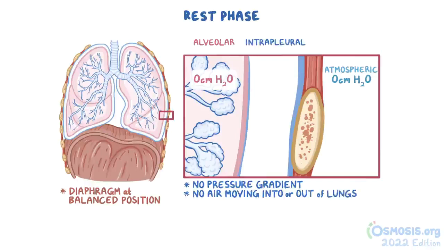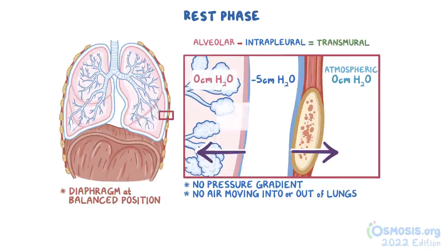The intrapleural pressure is negative, approximately negative 5 centimeters of water, because the lungs and the chest wall act as opposing forces, meaning the lungs have a tendency to collapse during rest, while the chest wall has a tendency to expand. Because alveolar pressure, which is 0 centimeters of water, minus the intrapleural pressure, which is negative 5 centimeters of water, equals a transmural pressure of plus 5 centimeters of water, that means that the airways are open during rest.